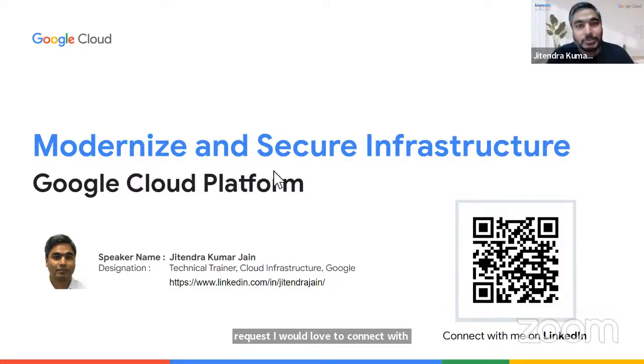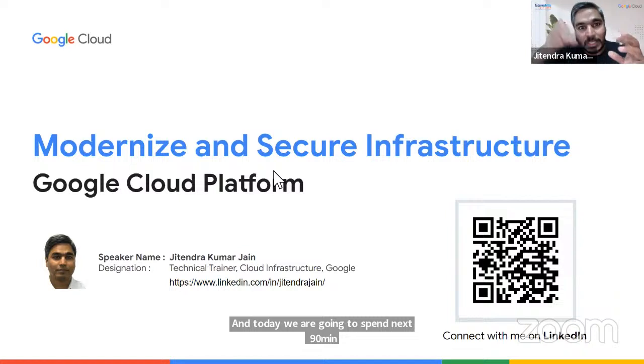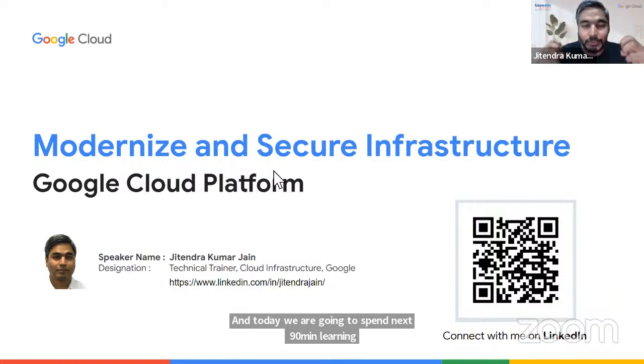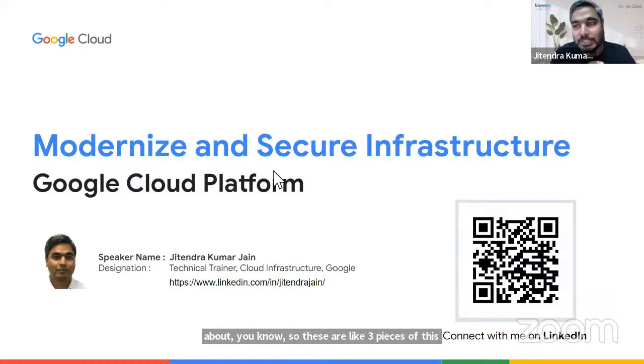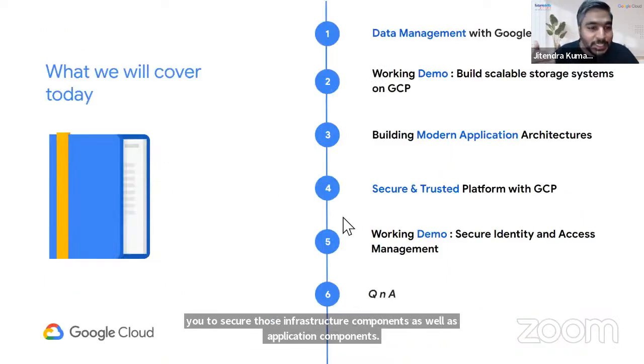Today we are going to spend the next 90 minutes learning about three pieces of this whole puzzle that we are trying to solve. Part one of the puzzle is how do you build a modern web application? The second part is how do you secure that, and how do you secure the underlying infrastructure. The focus here is Google Cloud, and therefore we will see that when you bring your application into Google Cloud, what tools and technologies Google Cloud gives you to secure those infrastructure components as well as application components. This is the agenda that we will be covering today.